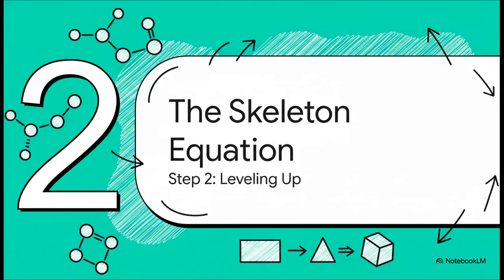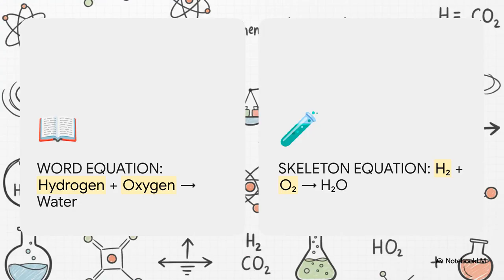Now, word equations are a great start, for sure, but they're not very detailed. To get more precise, we need to level up our recipe to what chemists actually use. It's called the skeleton equation. Let's see how this takes our recipe to the next level. And here is that level up in action. On the left, our simple word equation. On the right, the skeleton equation.